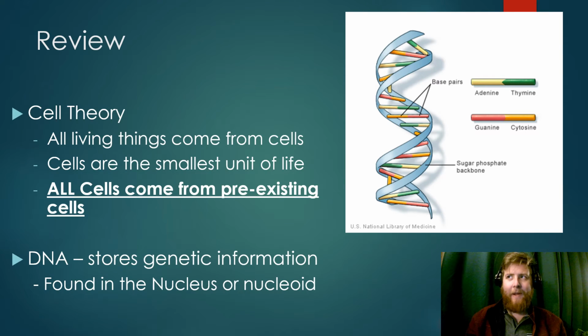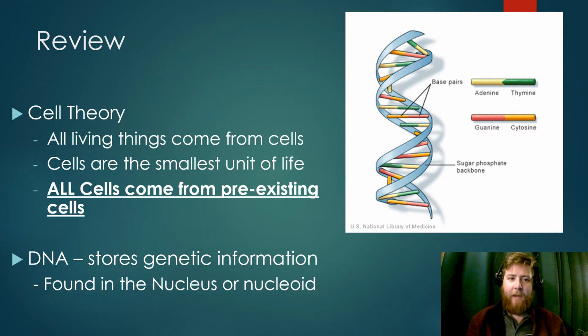Before we get started with the new stuff, we do need to talk about some old stuff, some review. Remember that when we talked about cell theory, we said that all living things come from cells, that cells are the smallest unit of life. Remember, there's single cell organisms out there that are one cell. And the last thing in the cell theory, and the one that we're really going to talk about today and in the upcoming days, is all cells come from pre-existing cells, meaning that you get cells that had to have come from another cell.